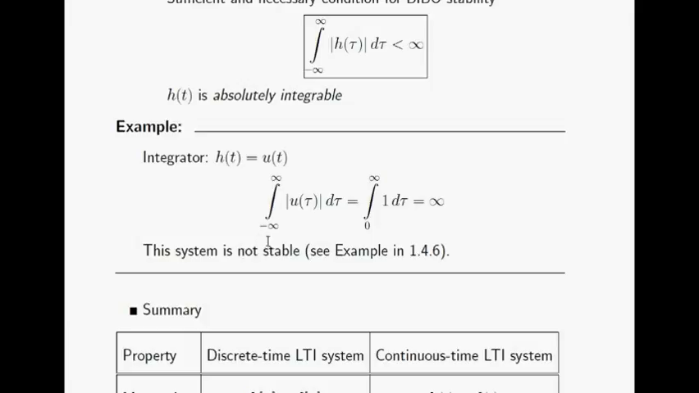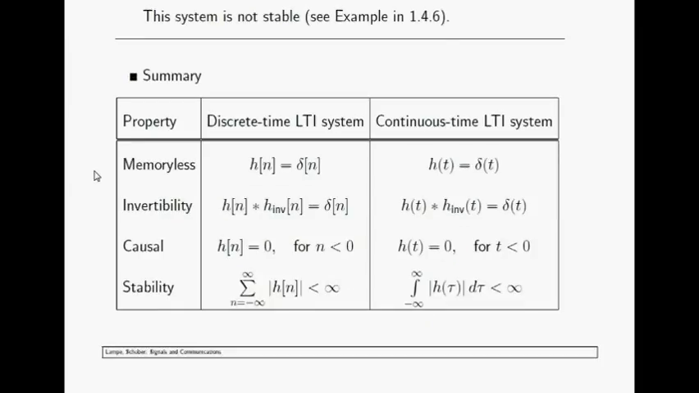Let's take an integrator where h of t is equal to u of t. So if I integrate minus infinity to infinity, my mod of u of tau d tau, okay, then the u of t function is 0 from minus infinity to 0. So the limit will change to 0 to infinity, and the value is 1 here. Okay, so if I integrate 0 to infinity 1 d tau, it is equal to infinity. Hence it shows that the system is not stable.